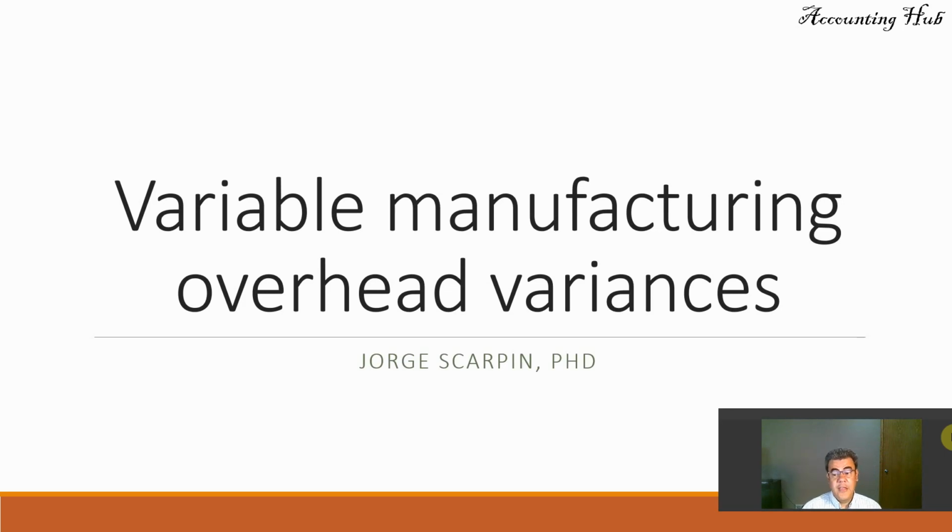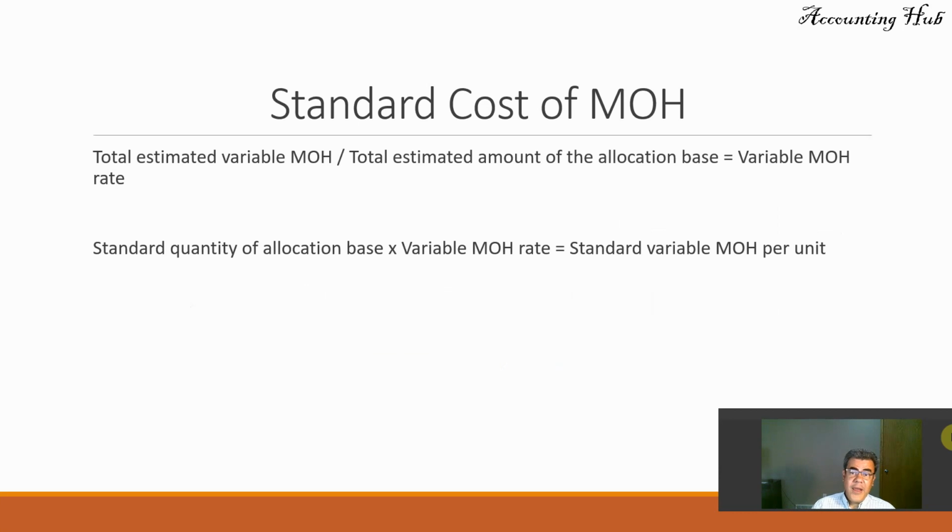Our topic today is variable manufacturing overhead variance. When we talk about standard costs, we have four huge variants: direct materials, direct labor, variable manufacturing overhead, our topic today, and fixed manufacturing overhead. So we have four videos and an additional fifth video about recording it in our financial accounting system. Okay, so what is the standard cost of manufacturing overhead?